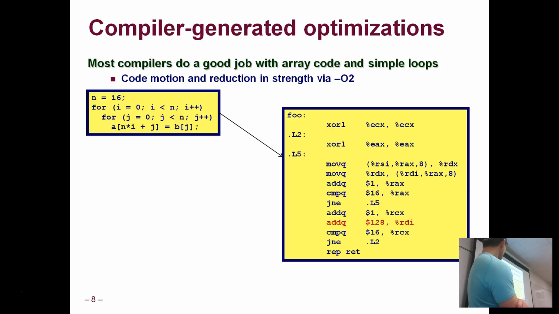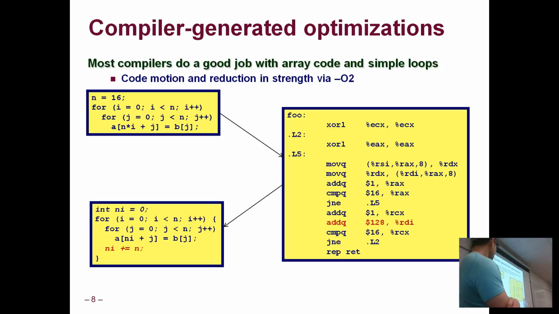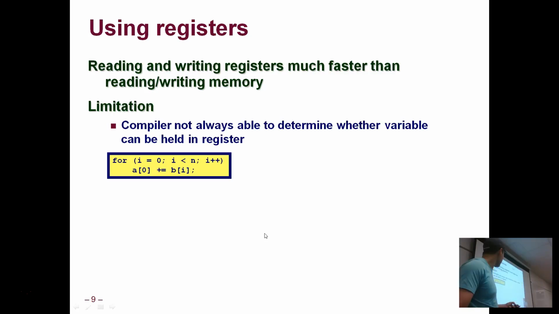So this is your outer loop incrementing by n, and this is your inner loop incrementing that counter by 1. In effect, the compiler has figured out that this is the best way to implement that loop, even though you wrote this thing up here. It's not all the time that the compiler will be able to go from here to here, but you definitely want to help it out if you can. Does everyone get this translation? It did in this case, but you can't always assume that it will.